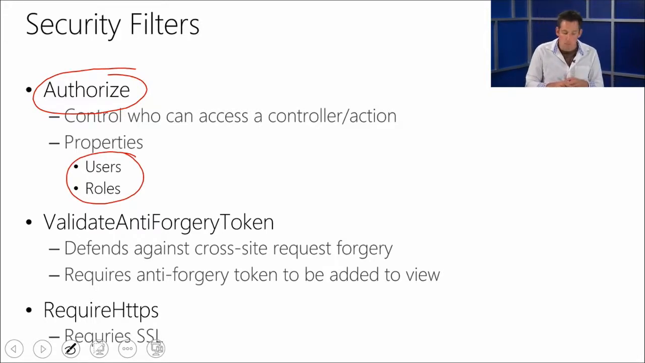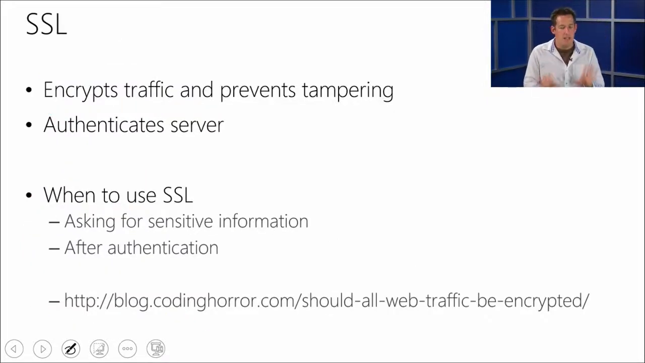We also have this little thing called an anti-forgery token. And what that's going to do is give us the ability to make sure that a form hasn't been sent from a different page. There are actually two parts there: a token needs to be added into a view, and then it needs to be checked on the action. And fortunately, the built-in scaffolding automatically does that for us. And then finally, last but not least, is this big one called require HTTPS, which is all about SSL.